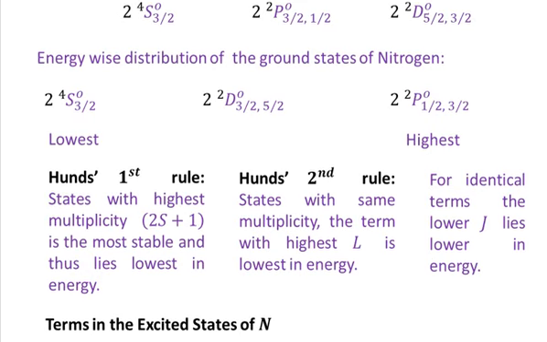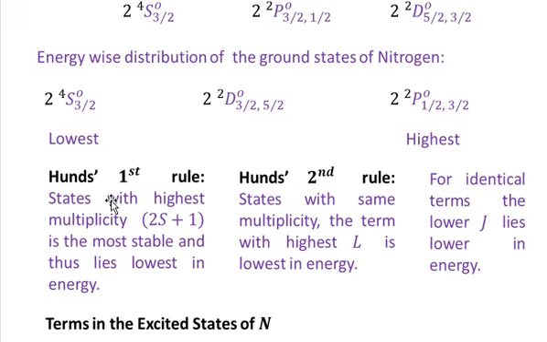for the ground state of the nitrogen atom. And here you see that I have applied the first Hund's rule, which states that the state with the highest multiplicity, which is given by 2S plus 1, is the most stable and thus lies lowest in energy. So the term with the highest multiplicity is the most stable term and lies lowest in energy.